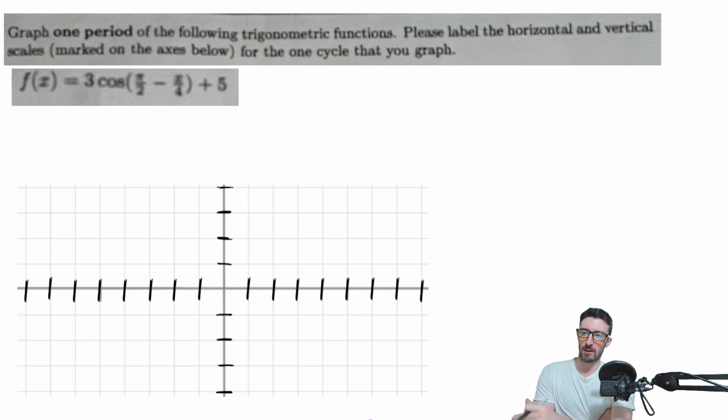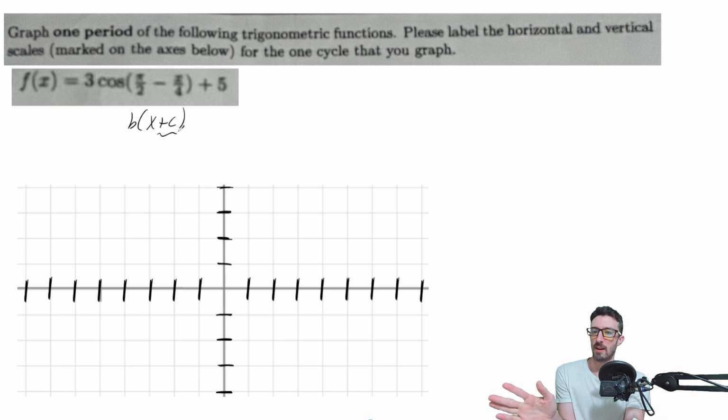We have to figure out what the horizontal shift is here. Now this is a weird one, because normally you want to get things in the form of bx plus c when you're on the inside, so that way you can just say, all right, there you go, that's my horizontal shift. But this is looking nothing like that right now.